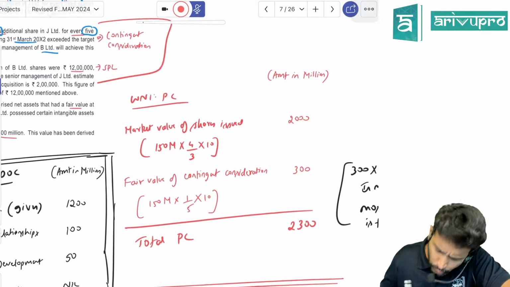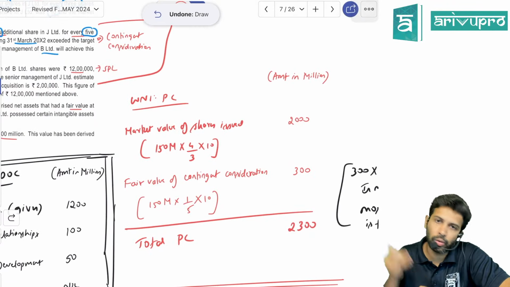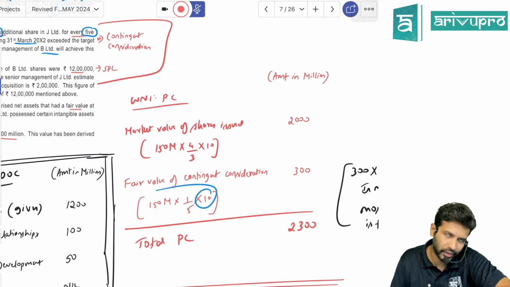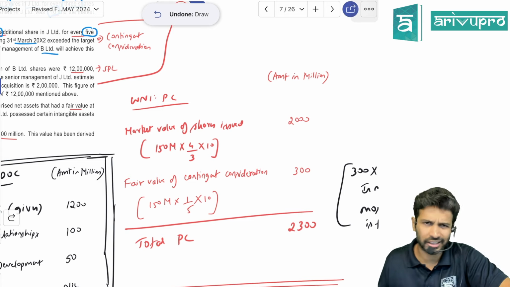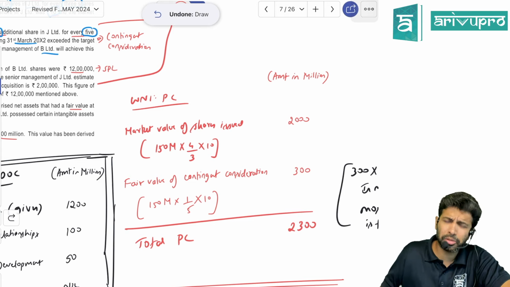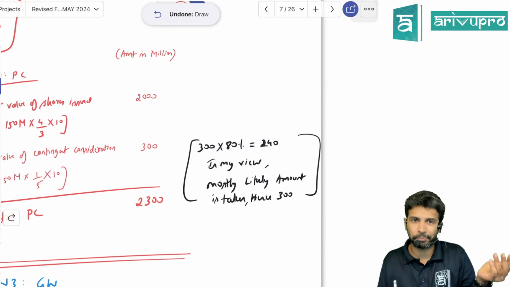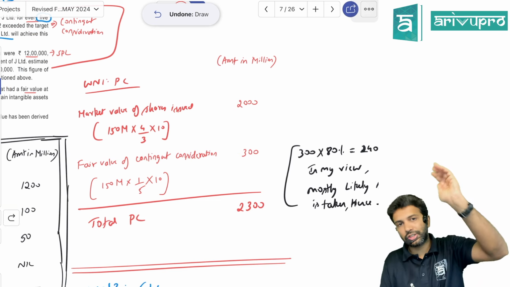If you do 150 million into 1 by 5, you'll get the number of shares, but we want value. Who is issuing the shares? The parent, and the fair value of each share is 10 rupees. So multiply by 10, you will get 300. Okay, sir, but in my view you could also multiply this by 80% and take it as 240. That would have been better, because we want the fair value of contingent consideration on the date of control.